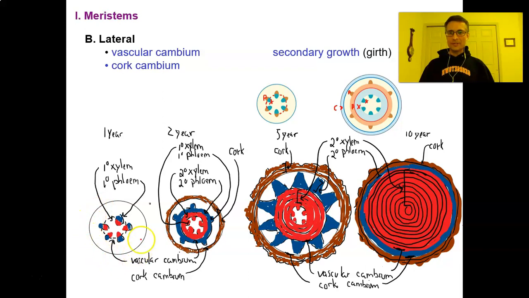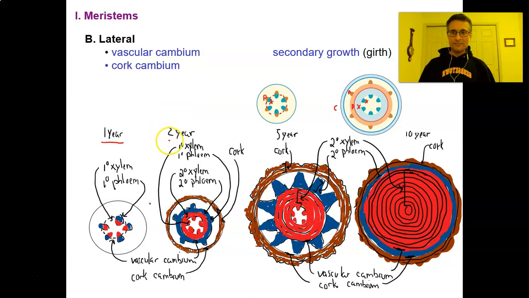I've begun over here with a primary stem in year 1 that I think looks very much like this picture right here, in that we have vascular bundles with primary phloem and primary xylem in each bundle, and we have a vascular cambium that goes between the xylem and the phloem and that connects these bundles. Notice that we don't yet have a cork cambium.